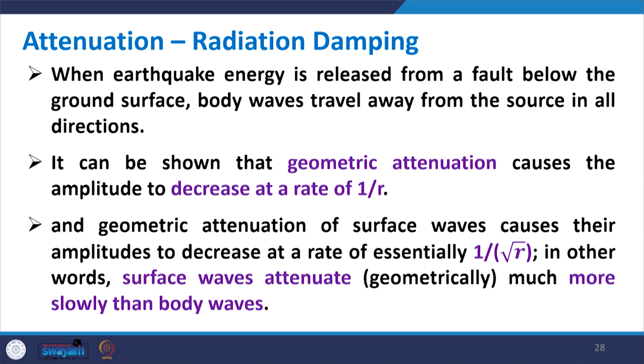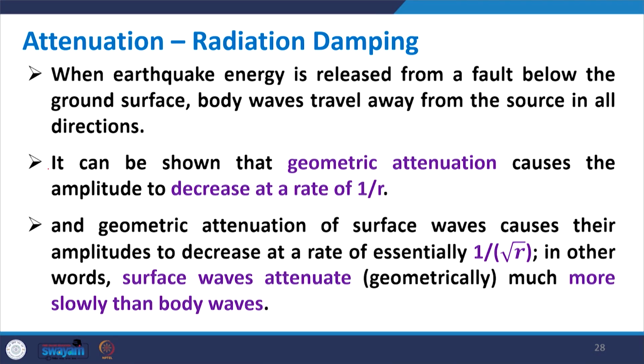So, what happens when earthquake waves are released from a fault which is below the ground surface? Body waves travel away from the source in all directions. So, body waves will travel all together. They will go up, down, and to the sides, like you know, in the 3D case, all six directions. So, this is the case here.